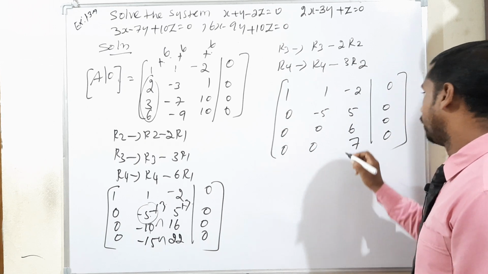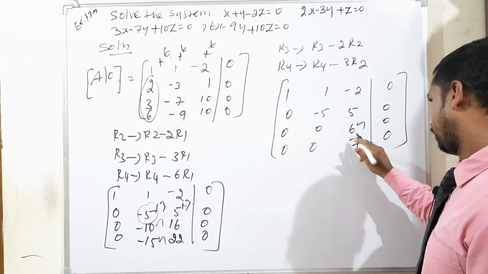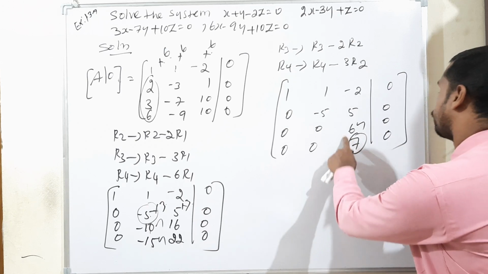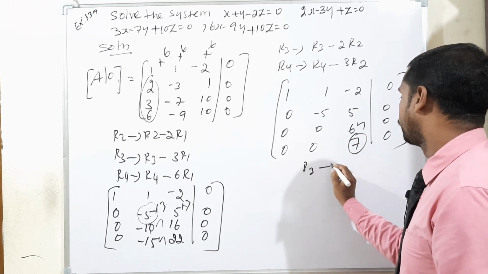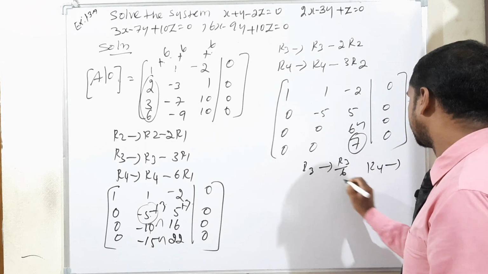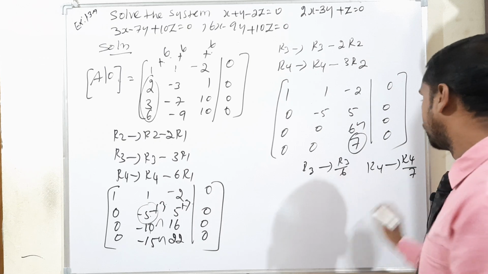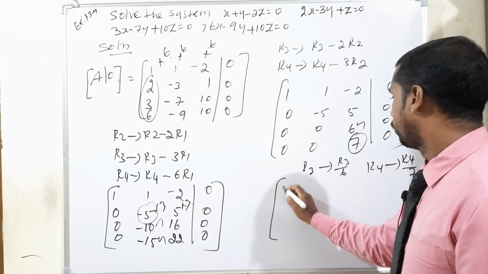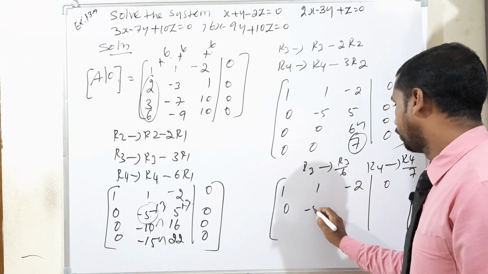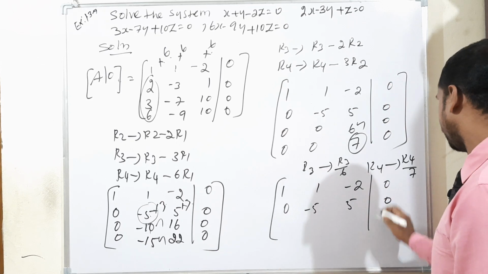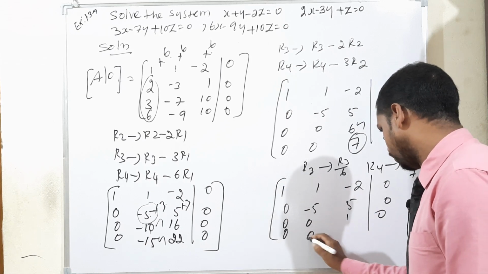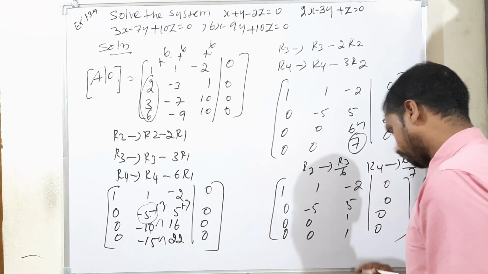Next, what we have to do: starting with the non-zero digits, under the third row term, first we have to reduce the small number. We take R3 and R4, R3 divided by 6 as well as R4 divided by 7. So what will happen: 1 1 minus 2 0, 0 minus 5 positive 5 0, 0 0 1 0, again 0 0 1 0 will come.